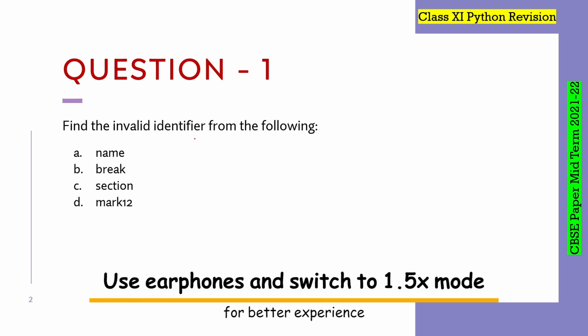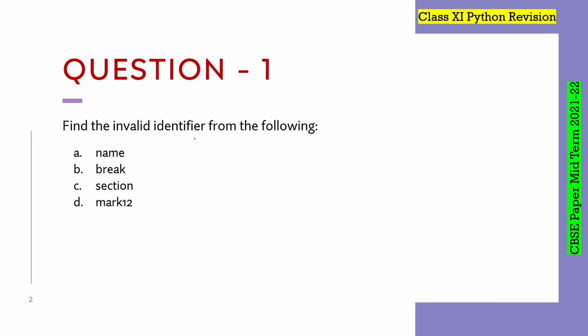So this is question number 1 from the CBSE midterm paper 2021, and this question comes under the topic Class 11th Python revision. In this particular question, four options have been given to you and it has been asked out of the given four options which one is the invalid identifier.